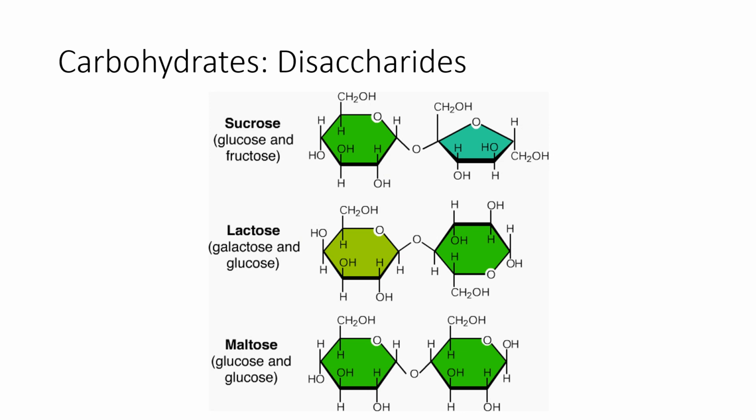Now, if you take those monosaccharides and link them together, you get disaccharides. Again, look at your general structure still. We're talking about hexagons, 6-sided structures. So when you take two monosaccharides and join them together by a covalent bond, you get a disaccharide.